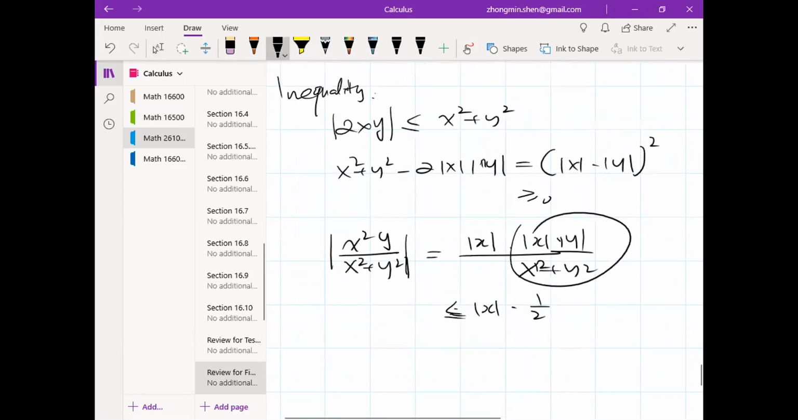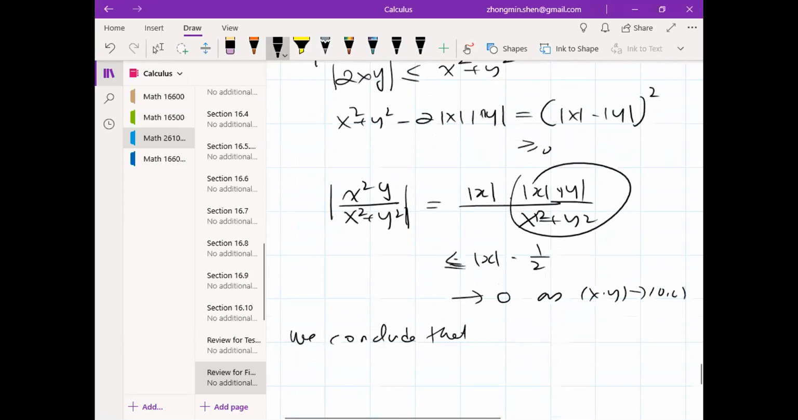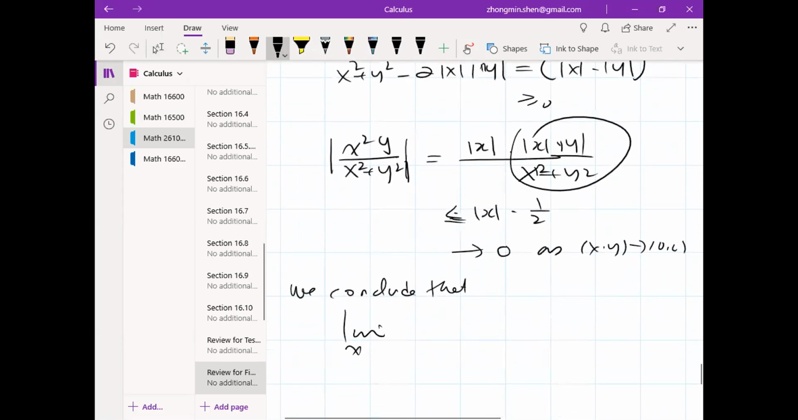So it's bounded by 1/2 times absolute x, and clearly this approaches 0 as (x, y) approaches (0, 0), because when (x, y) approaches 0, x approaches 0 of course. So therefore we conclude that this is not a conjecture, this is a proof. The limit as (x, y) approaches (0, 0) of x squared y over x squared plus y squared is going to be 0.